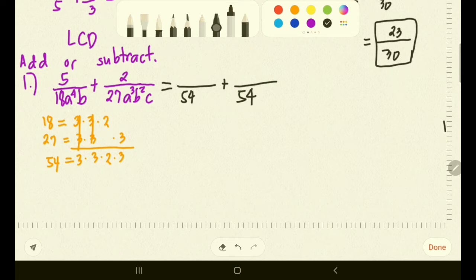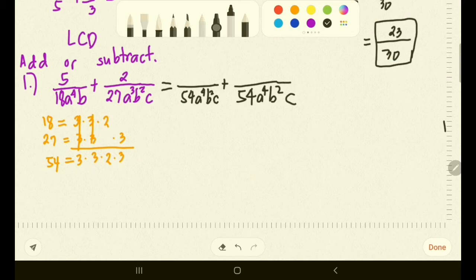Next, a to the power of 4 and a cubed. For the LCD, you pick the variable with the highest exponent, which is a to the power of 4. Next, b and then b squared. The LCD for that is b squared. For the first denominator, there is no c, but in the second denominator there is c, meaning c is also included in the LCD.